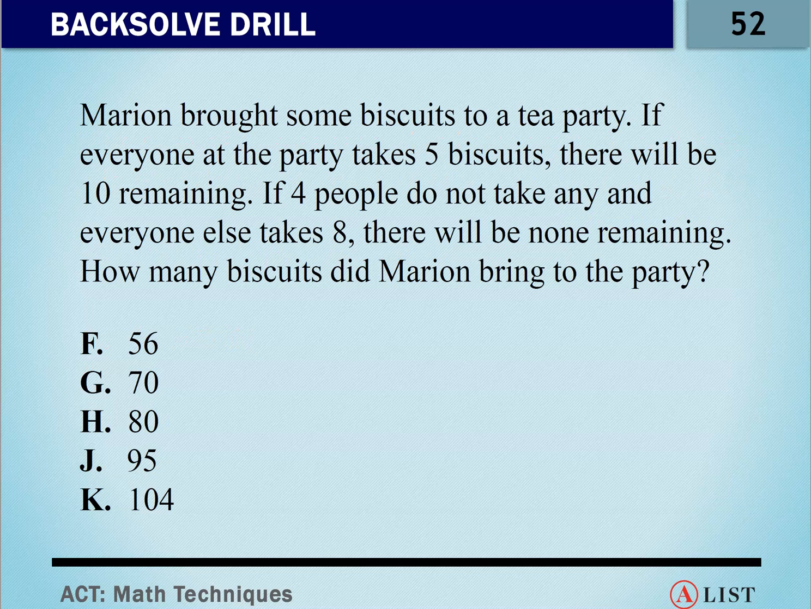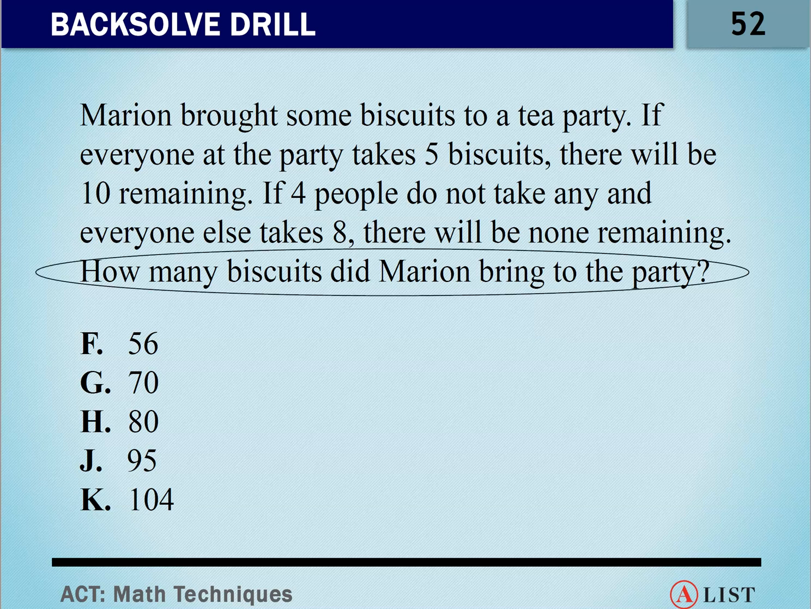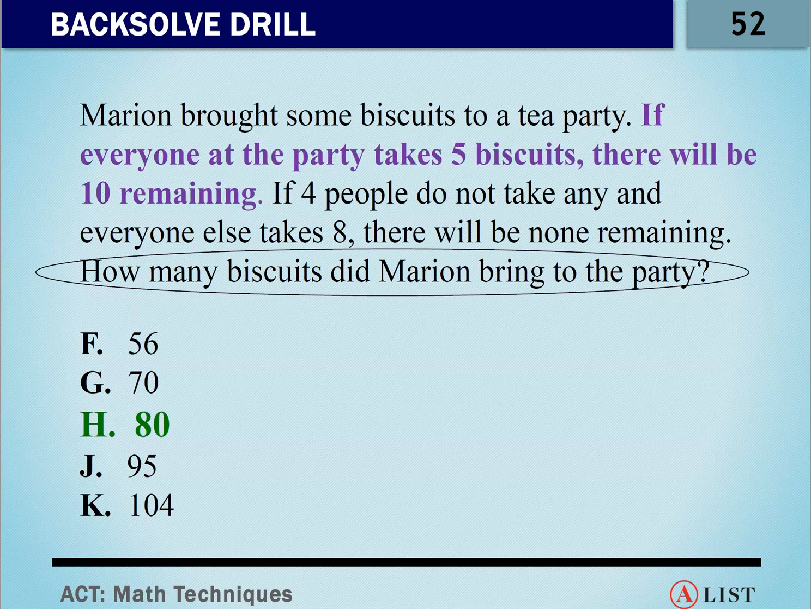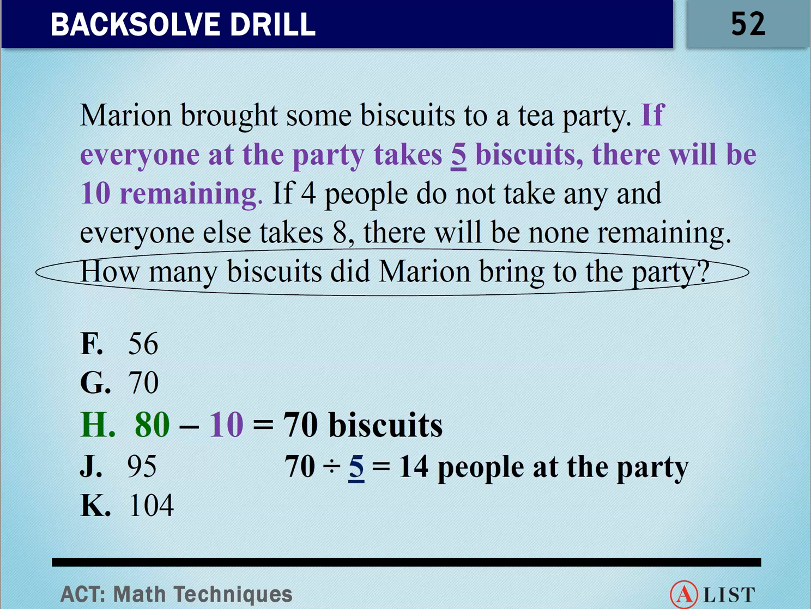Okay, Marion brought some biscuits to a tea party. If everyone at the party takes 5 biscuits, there will be 10 remaining. If 4 people do not take any and everyone else takes 8, there will be none remaining. How many biscuits did Marion bring to the party? So again, let's start with 80, our middle number. And it says if everyone at the party takes 5, there will be 10 remaining. So if we take off the 10, that meant that 70 biscuits were distributed. So it means there's 14 people at the party.